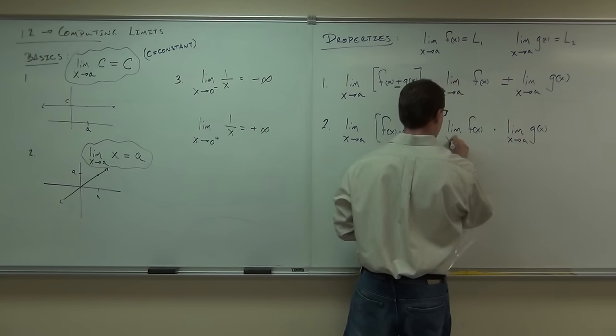See anything interesting? Have you seen that we're trying to get this thing all the time? Because we know what that is. Do you see the sine x over x? We can still split up the limits. So this would be the limit as x approaches 0 of sine x over x times the limit as x approaches 0 of 1 over cosine x.